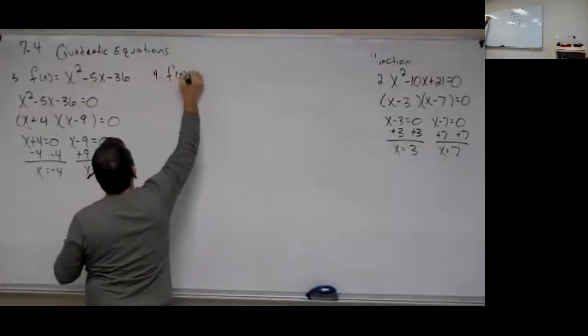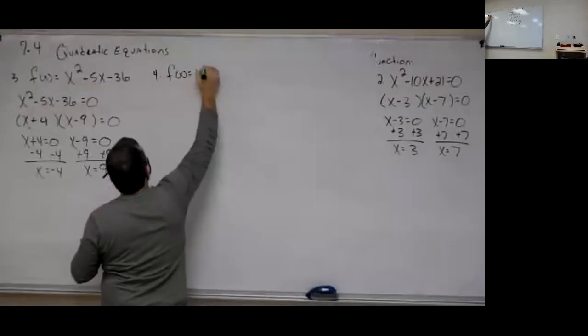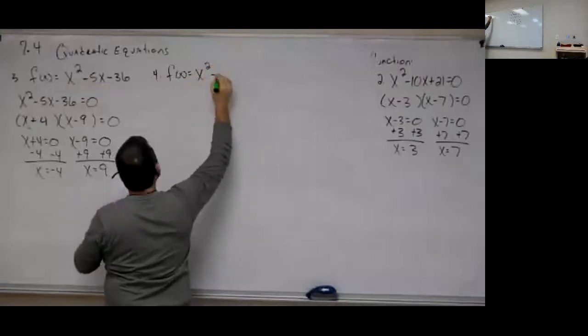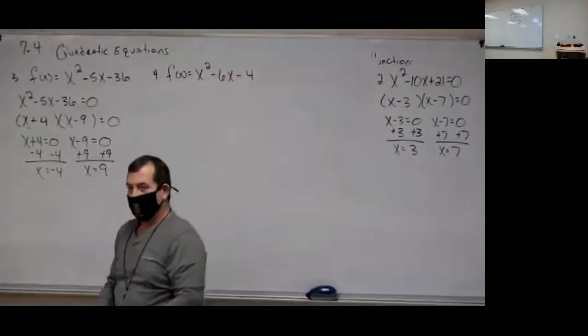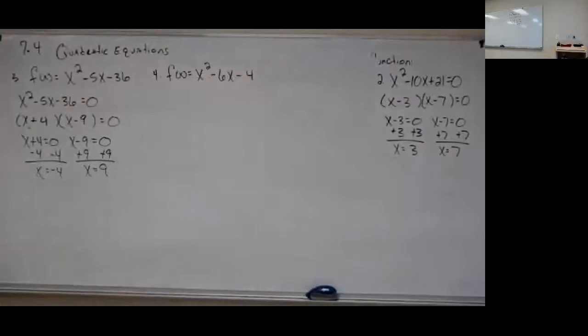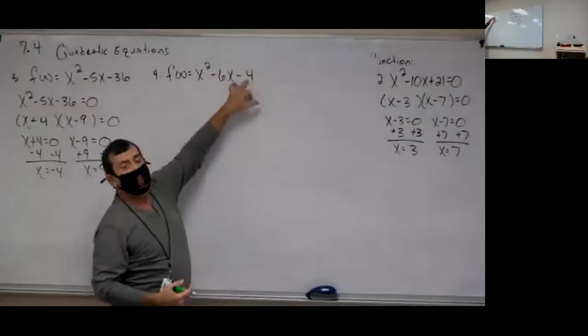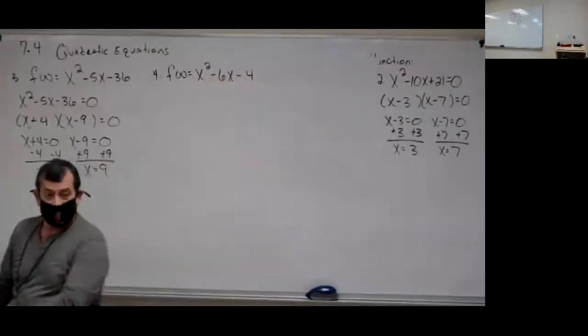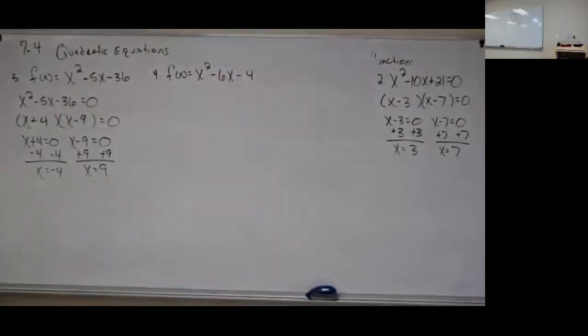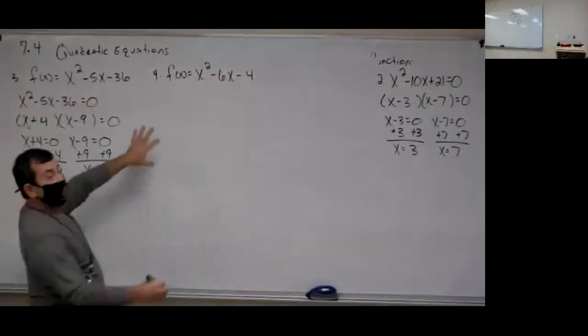f of x equals x squared minus 6x minus 4. So I would look at that and see if I could factor it. But in order for me to factor this one, I need factors of 4 that have a difference of 6. And that's not happening, right? 4 and 1 give me 3, 2 and 2 give me 0. There's no way to get that one solved by factoring. So this one does not factor.